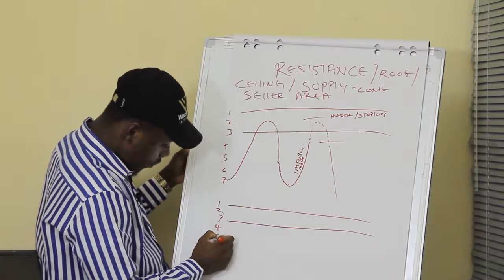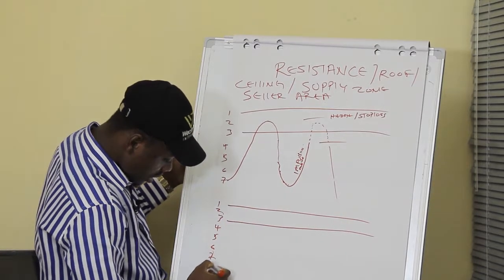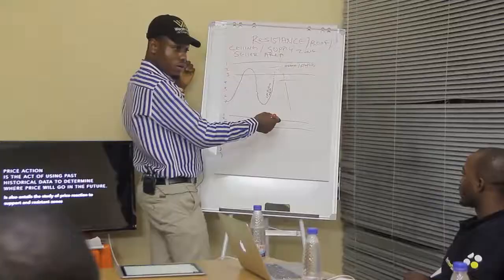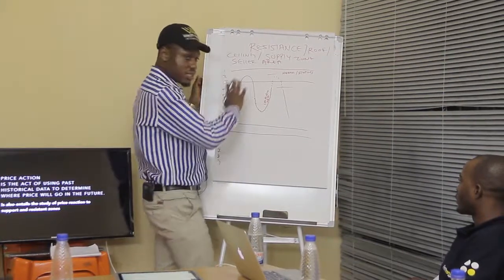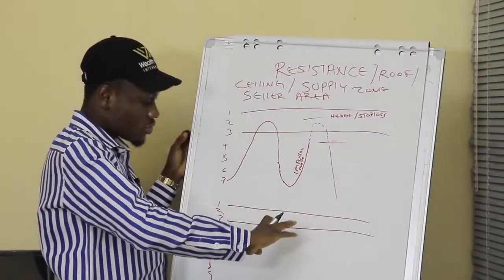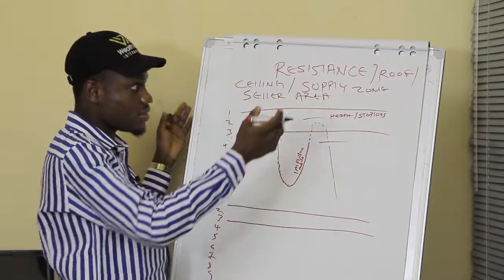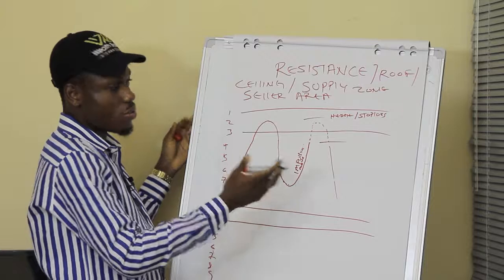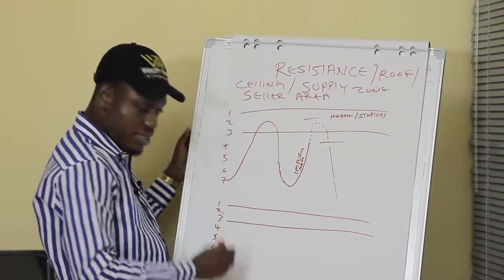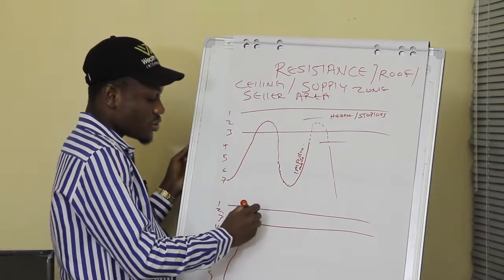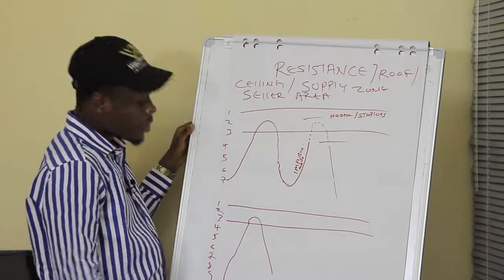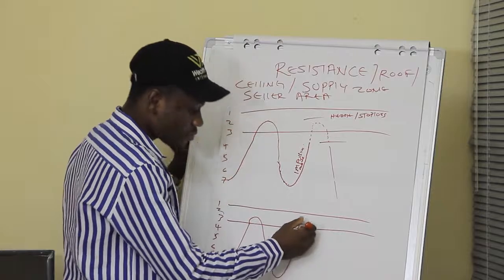We have it 4, 5, 6, 7, 8, 9. It's potential because it has not proven itself. It has not proven itself to be a resistance zone. We are guessing. We say, okay, we don't know. Nobody knows. So now, price comes the first time. And what is price action? It came down. Price came the second time.